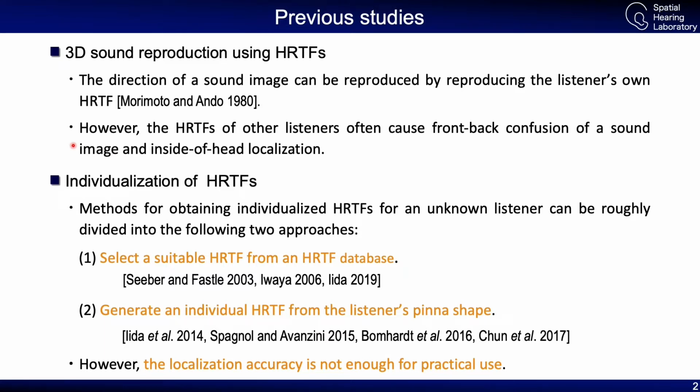The methods for obtaining HRTFs for individual listeners have been actively studied. Those methods can be roughly divided into the following two approaches. 1. Select a suitable HRTF from an HRTF database. 2. Generate the individual HRTFs from the listener's pinna shape. However, the localization accuracy is not enough for practical use.